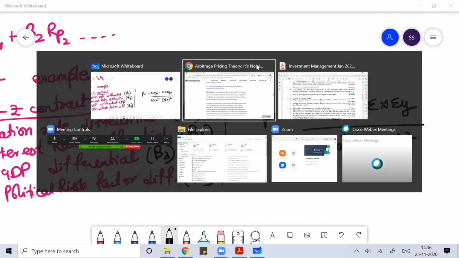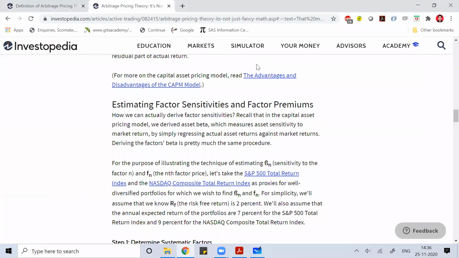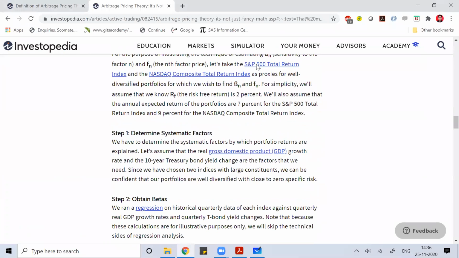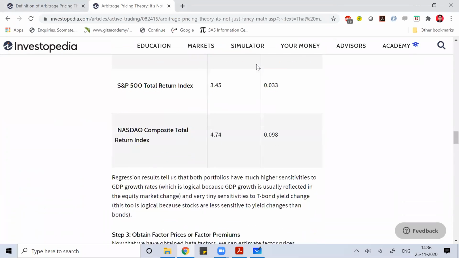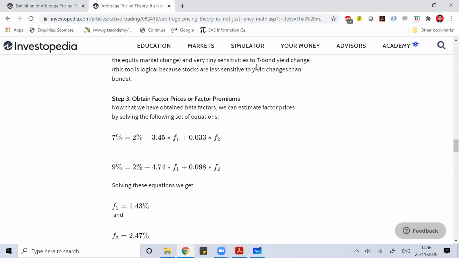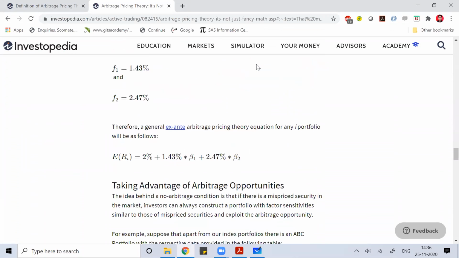Rm minus Rf will remain constant only. So it is very easy to obtain betas and all. We just need to use a regression model for that. And then we need to simply multiply that with the risk premium.